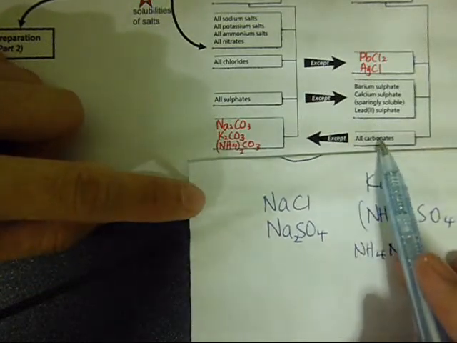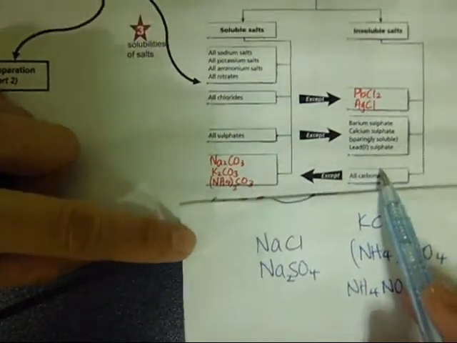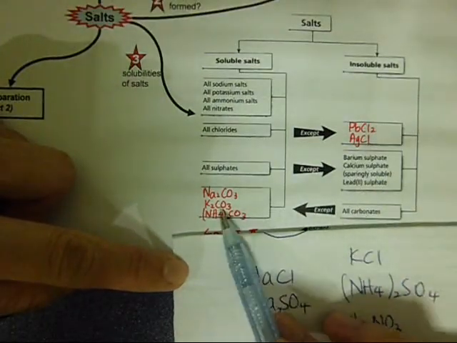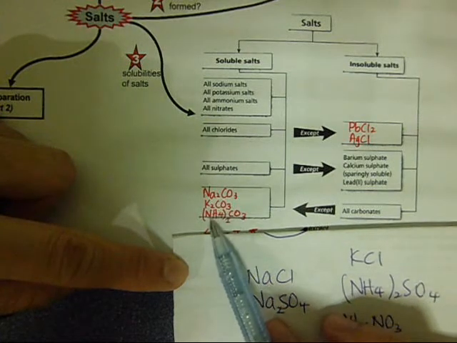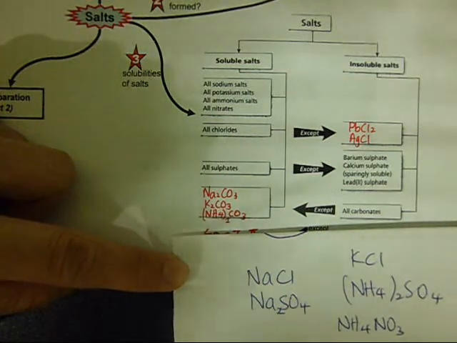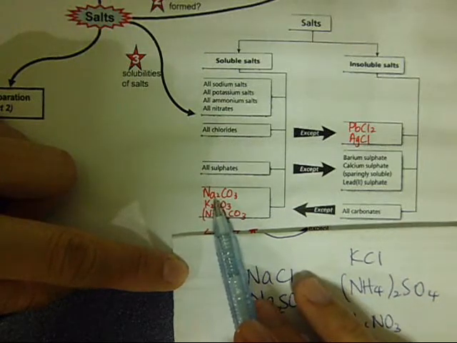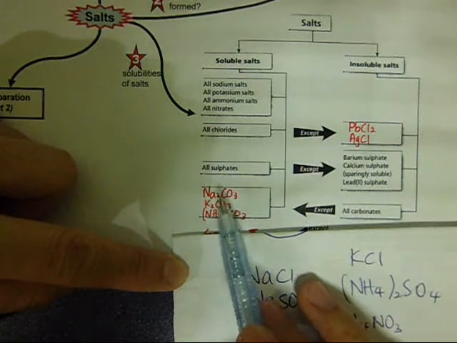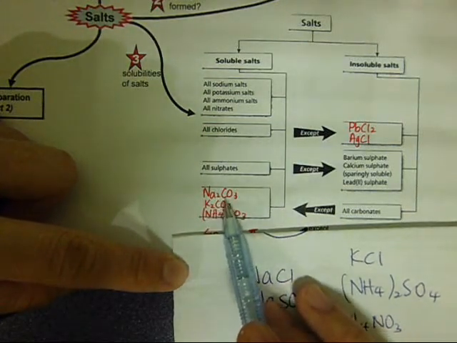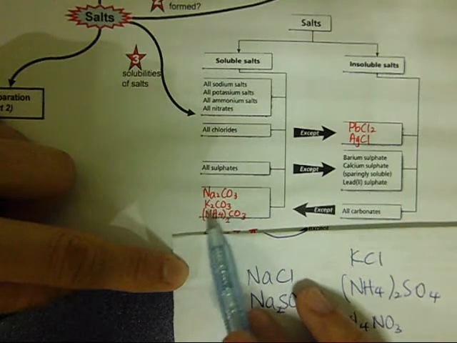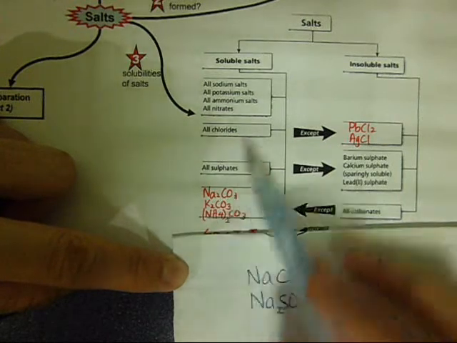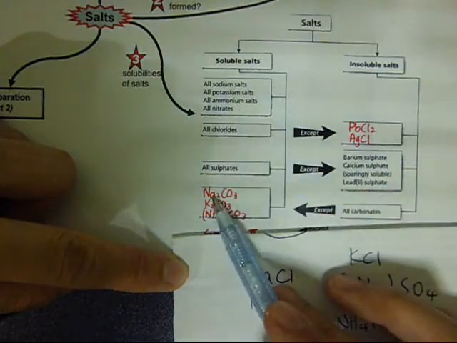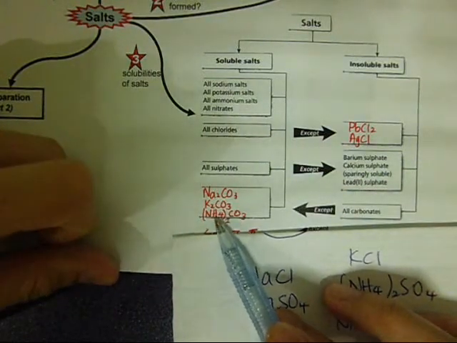Then for carbonates, all carbonates are insoluble except the group 1 carbonates as well as ammonium carbonate, such as sodium carbonate and potassium carbonate, which are group 1 metals. So all the group 1 carbonates are soluble, as well as ammonium carbonate. As mentioned here, all sodium, potassium and ammonium salts are soluble.